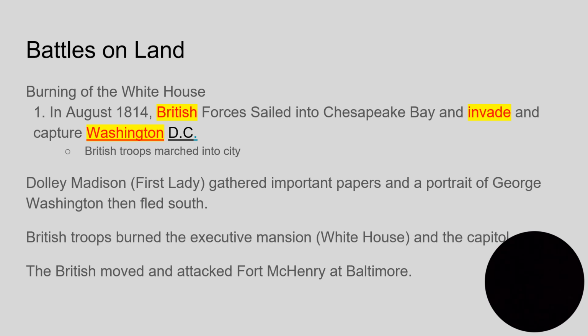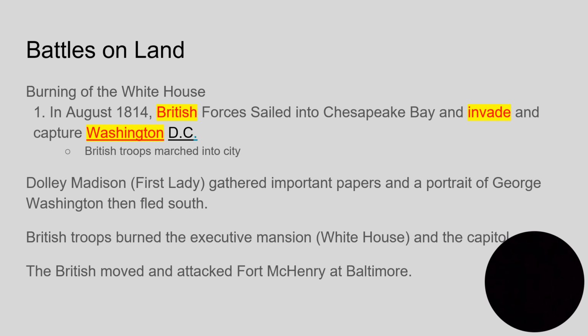They set fire to the White House. Dolly Madison is the first lady. She gathered important papers, and a portion of George Washington then fled south. While the White House is on fire, she refuses to leave without getting important papers. And one of the biggest treasures she preserves is the very first picture of the very first president, George Washington. They had to break the frame to get the picture out and leave the building. She refused to leave without it.